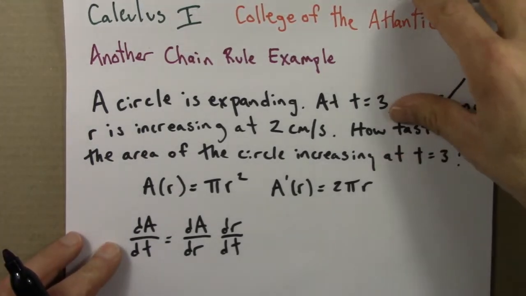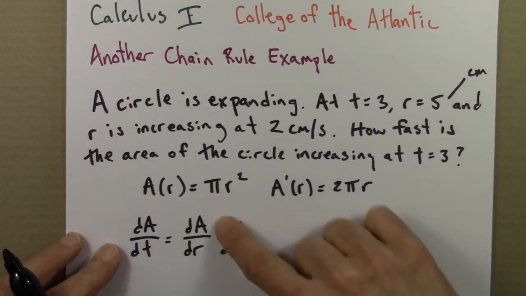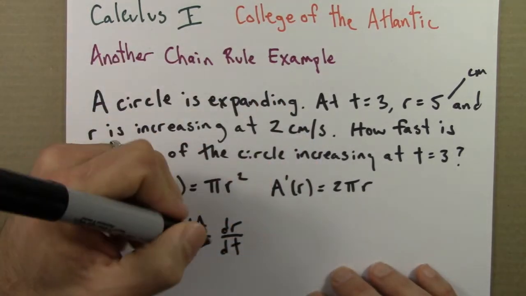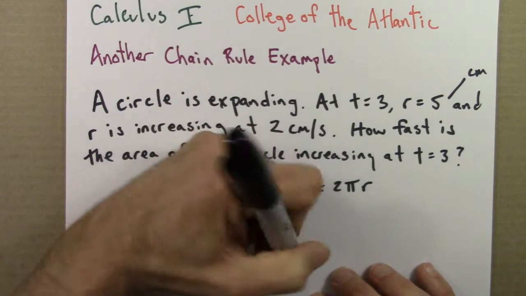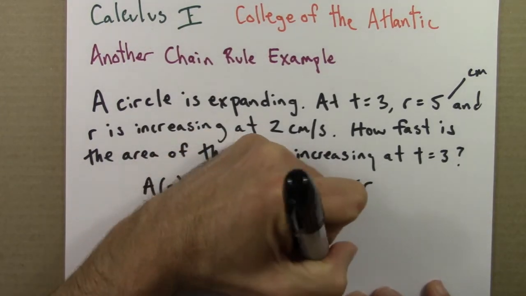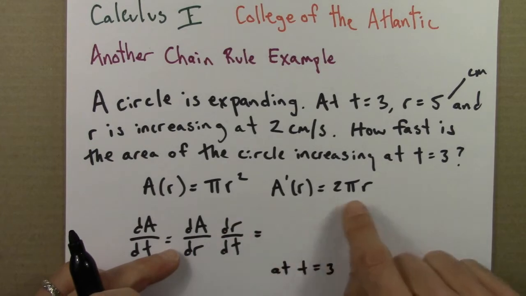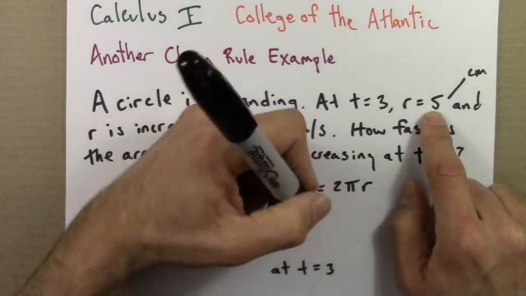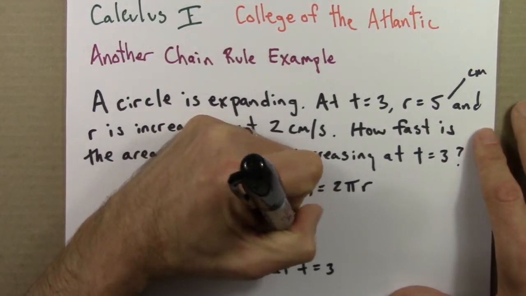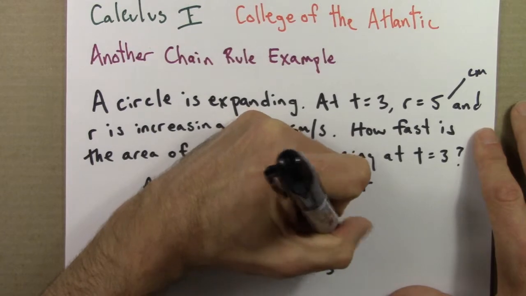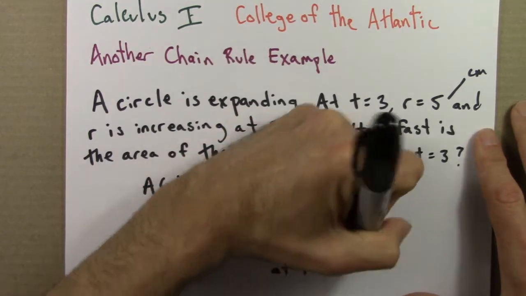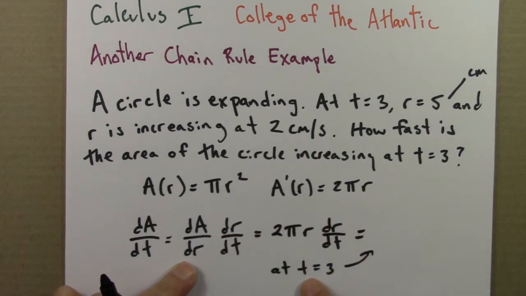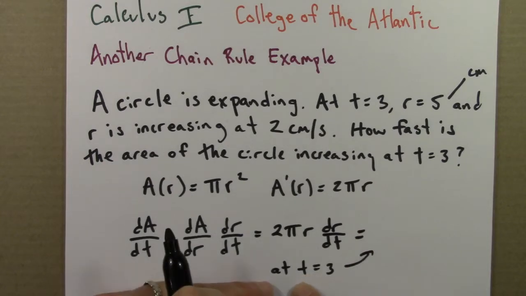All right, so now we pretty much have all the ingredients. We can just use this formula. So we've got dA/dr, and this is going to be at t equals 3, just a reminder. So dA/dr, that's 2 pi r, and at t equals 3, r is 5. So I guess maybe I can write this out like this, 2 pi r times dr/dt. So here I just said dA/dr, that's 2 pi r. Now let's plug in t equals 3.